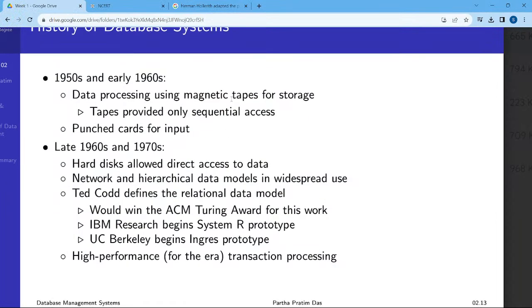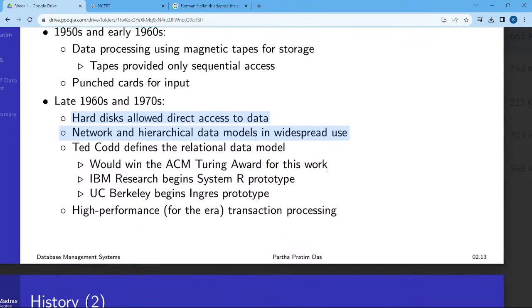In the 1950s, magnetic tapes were used, but the tapes only provided sequential data, and punch cards were used for inputs. In the late 1960s and early 1970s, hard disks allowed direct access to the data. Network and hierarchical data models were in widespread use. Now this line is important: IBM research begins the System R prototype. UC Berkeley begins the Ingres prototype.